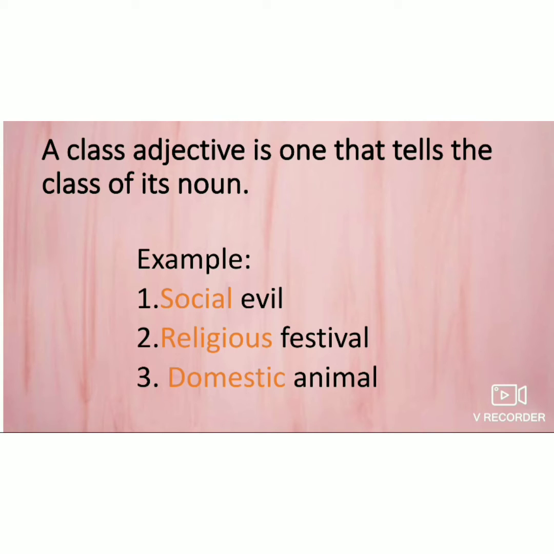Number three, domestic animal. We have different kinds of animals. Animals that live in the forest, animals that we tame. So in domestic animal, the noun animal is being described by the class adjective domestic. So that animal is a domestic animal.